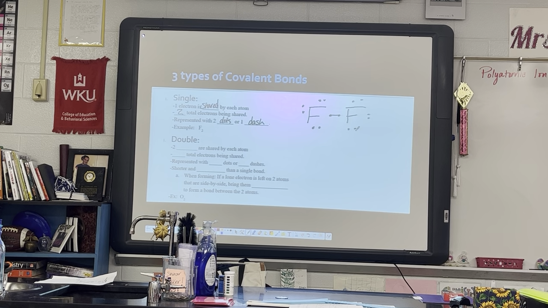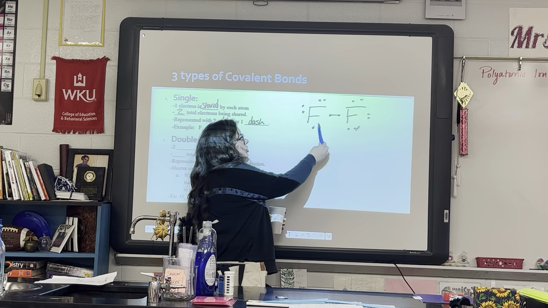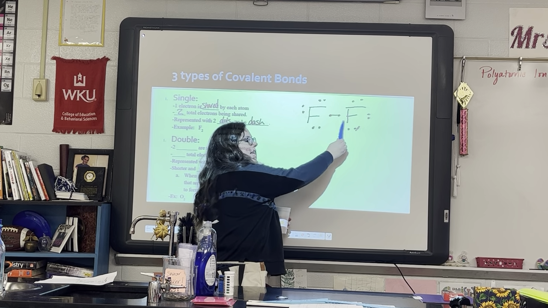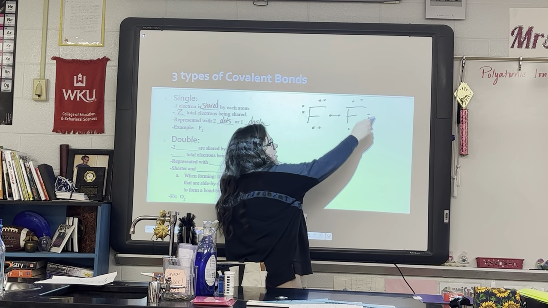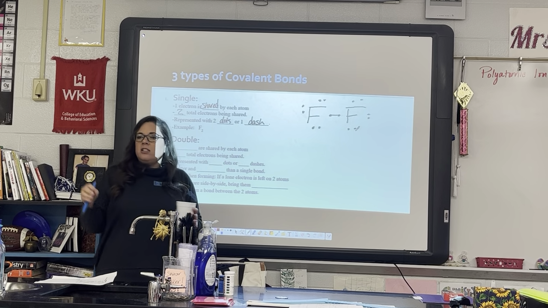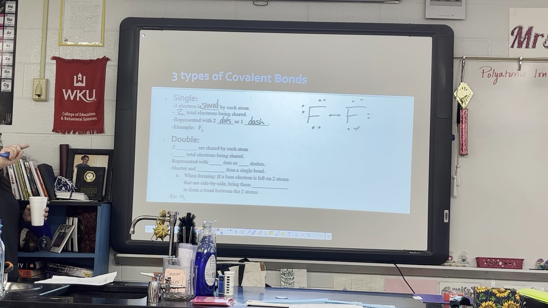All right, so questions on how I formed that single bond? Two electrons in the middle. Now, does this fluorine now have 8? Yeah. 2, 4, 6, and remember it's sharing now, so it has both of these. And does this fluorine have 8? Yes. So you always need to check at the end. Do all my atoms have 8 besides which one? Hydrogen. It only wants how many? Two. So that's how we would form a single bond.